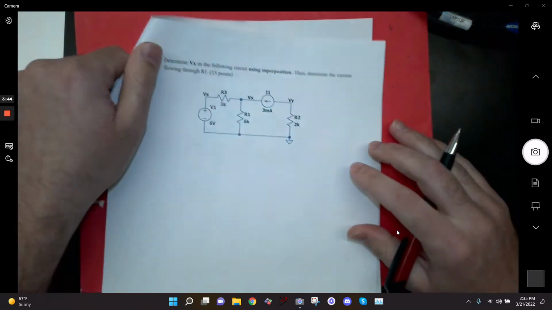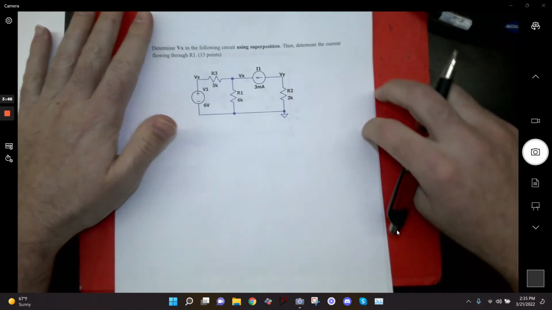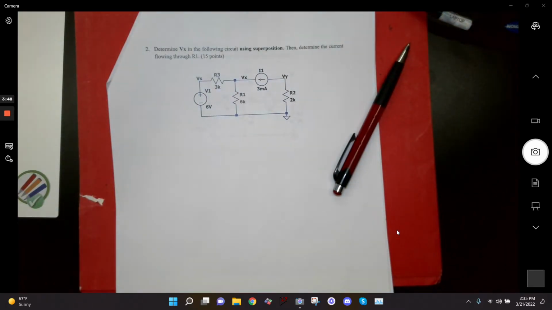Superposition. All right. If you guys are coming in, I'll just put the exams over here so that you can grab them and not walk in front of the screen.